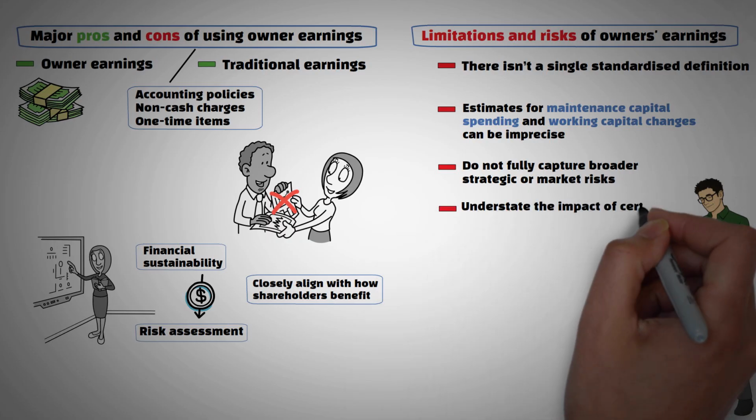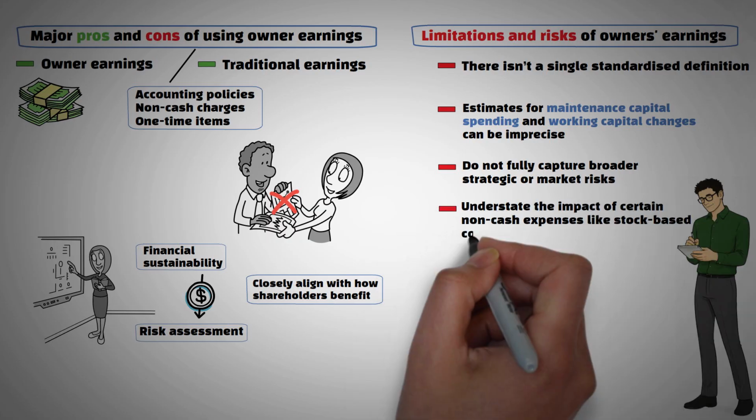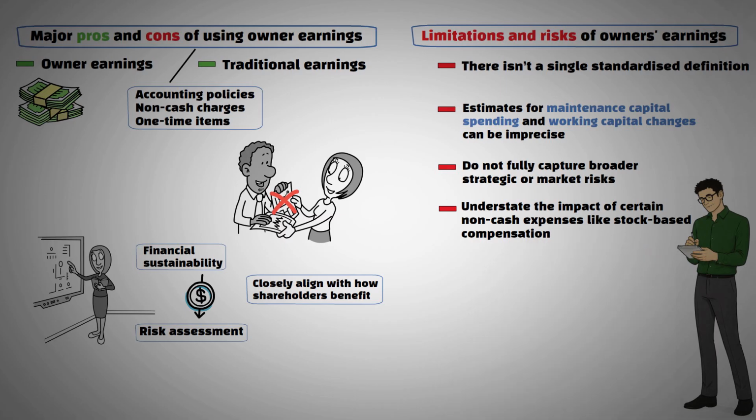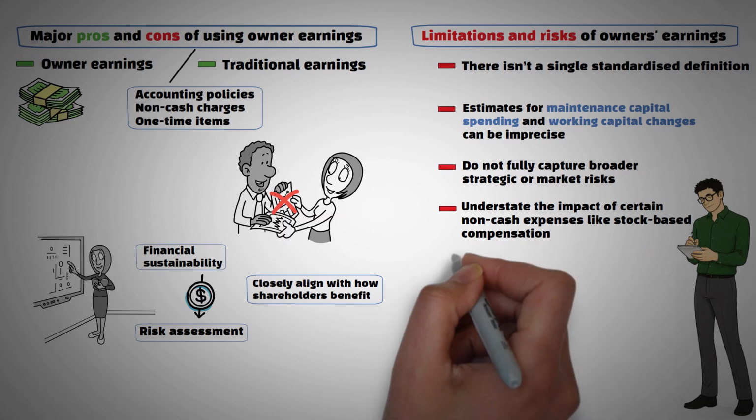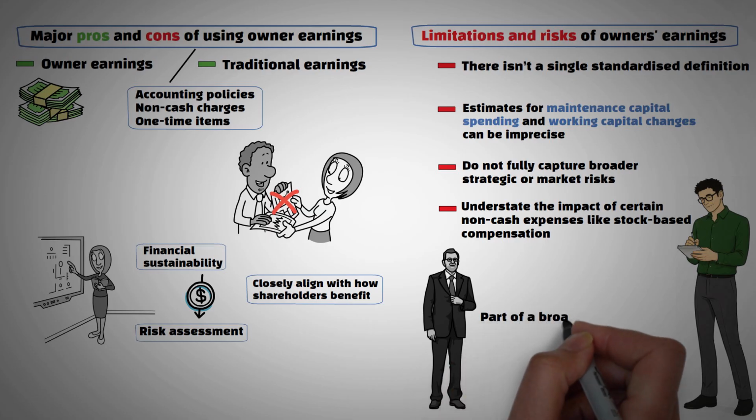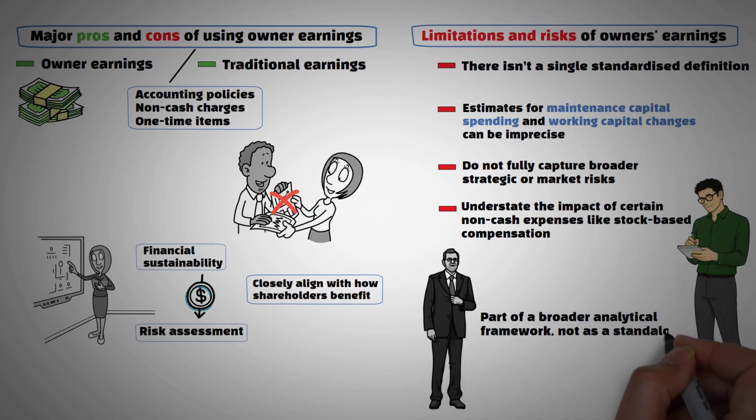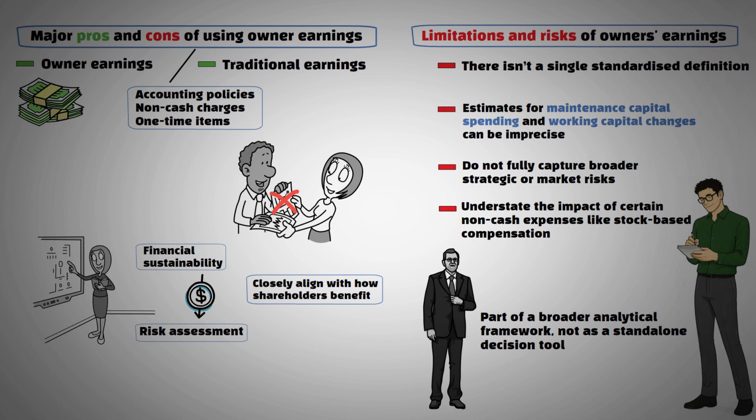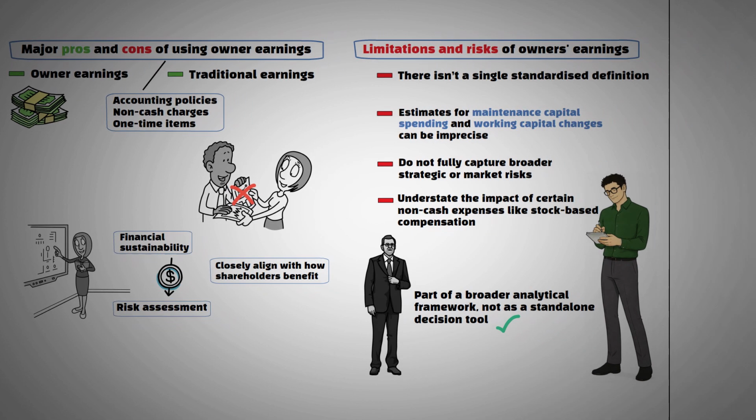They may also understate the impact of certain non-cash expenses, like stock-based compensation that still represents real economic costs to shareholders. For these reasons, Buffett uses owner earnings as part of a broader analytical framework, not as a standalone decision tool. Owner earnings offer a deeper and more realistic way to understand business performance.